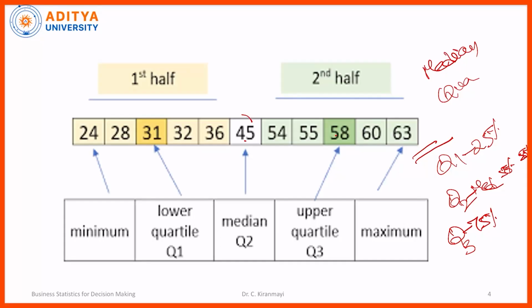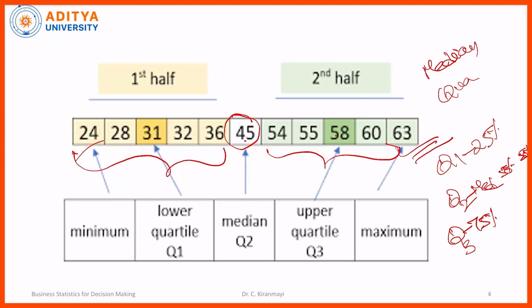So, 45 is the median value, which has divided the entire data set into two equal parts, and this is the minimum value and this is the maximum value. To calculate the median value, the first thing we have to do is arrange the data in ascending order, small to big.